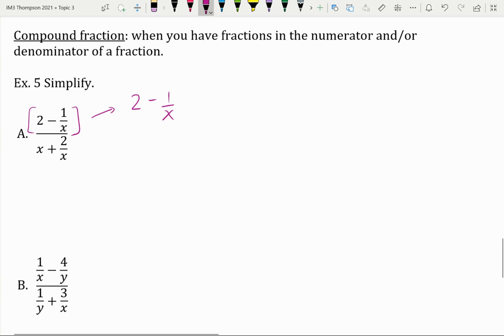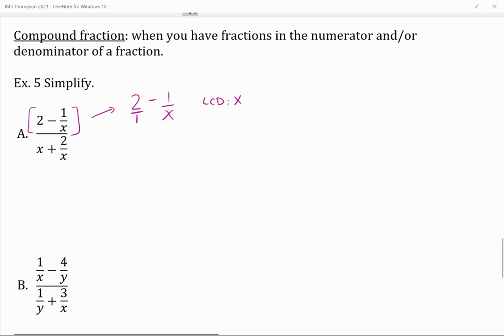Well, 2 is not a fraction, so how can I combine these? I can rewrite 2 as a fraction by making it 2 over 1. And then my least common denominator here would be, let's say I have a 1 and I have an x, so just x. To get common denominators, I'm going to multiply the left-hand fraction by x over x. And on the right, I already have x, so I'm good.